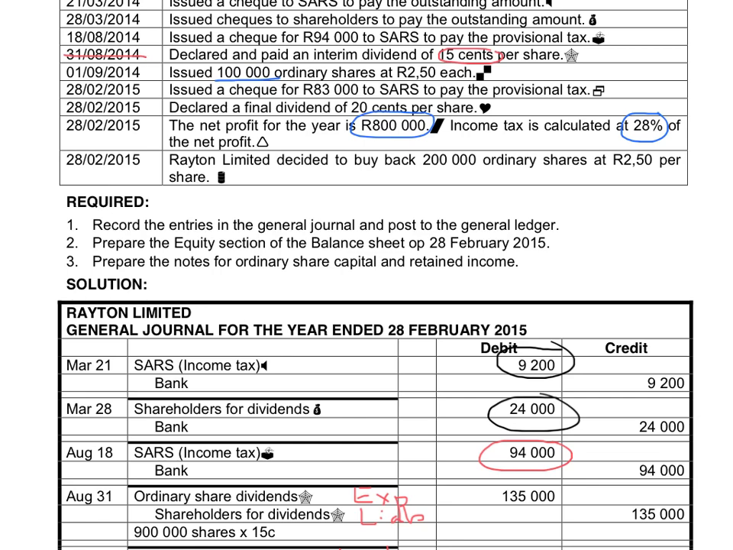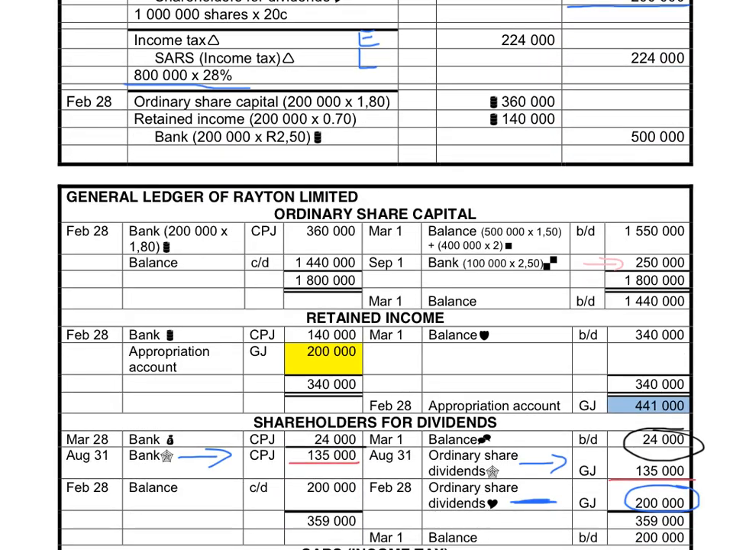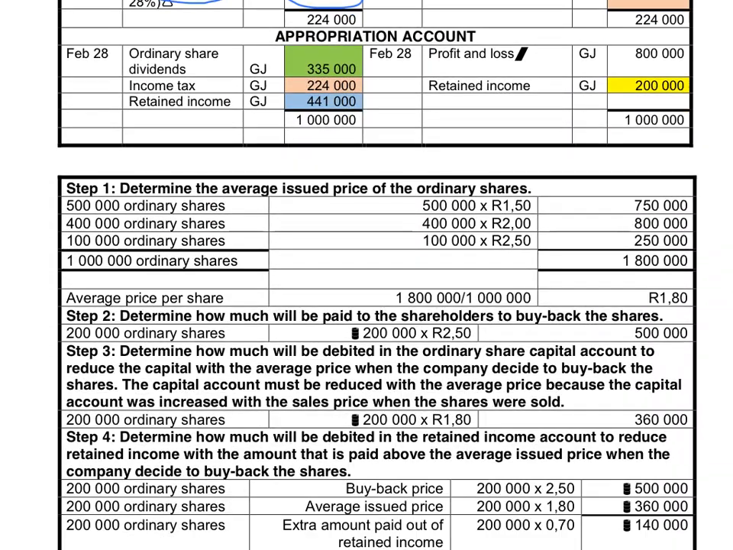And then the business decided to buy back 200,000 shares at R2.50. Now remember, if you buy back shares, first determine how much money you will pay to them, and then you must determine your average price so that you can calculate whether you are paying more than the average price or the average price. So we buy back 200,000 shares. We will do that calculation to determine the value of the shares and the average price.